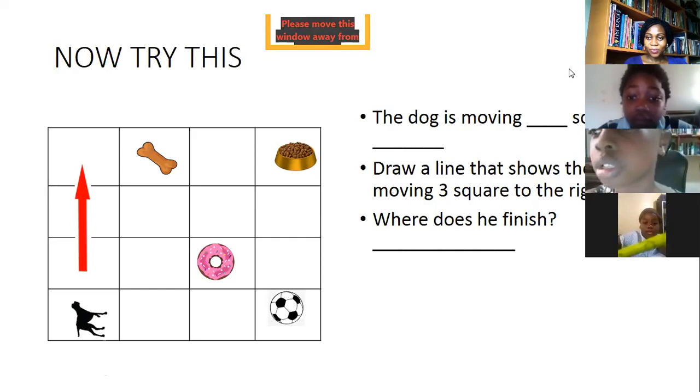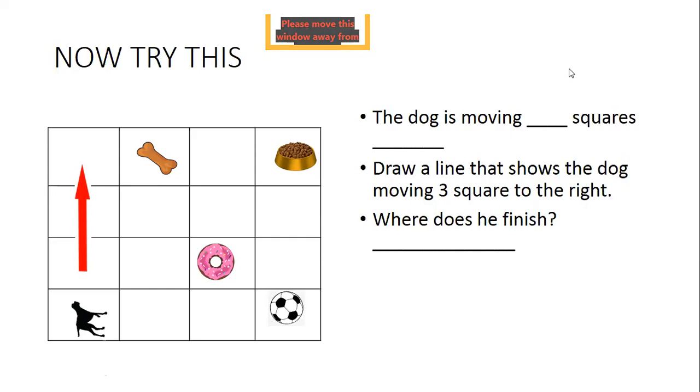Okay. Now let's look at this together. We have another chart here, and on this chart we have a dog bone. I hope you can all see that. We have the dog food. We have a donut here, a football here, and then a dog here. Now this arrow here is showing the direction this dog is moving, but it's not going to affect the rest of the questions anyway.